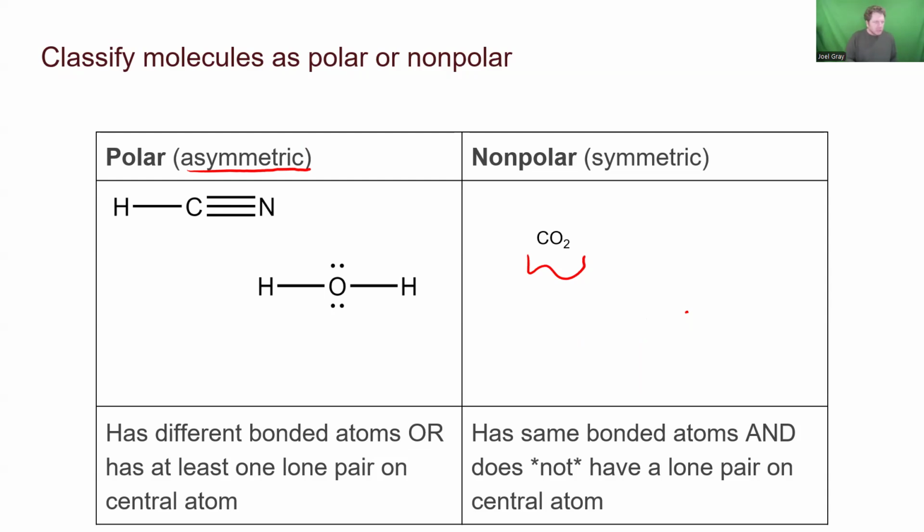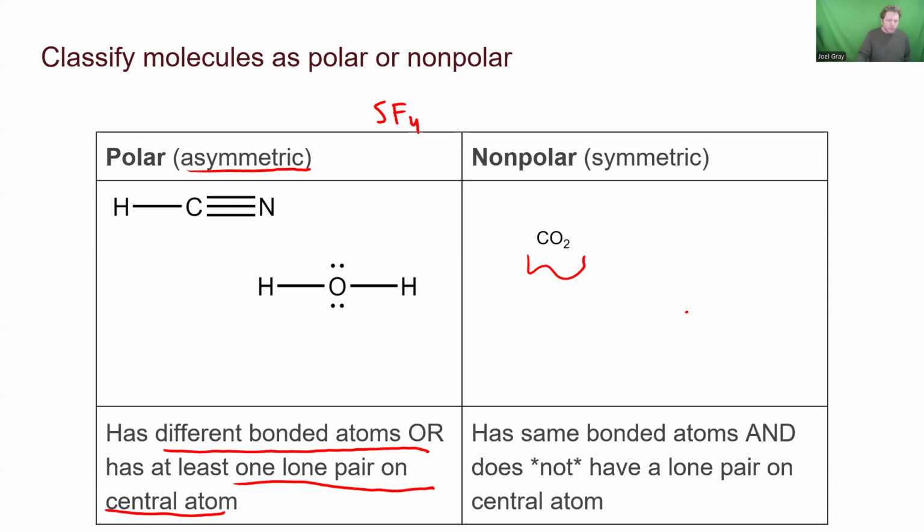So what this means is that a molecule is asymmetric if it has different bonded atoms or has at least one lone pair on the central atom. At least one lone pair on the central atom. Now, I want to bring up an example that we looked at last time, in your last class period. We looked at this molecule SF4.